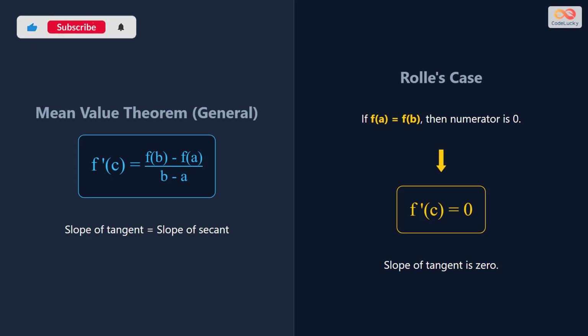You might recall the mean value theorem, which states that there is a point where the tangent slope equals the secant slope. The formula for the secant slope is f of b minus f of a, over b minus a. In Rolle's case, since f of a equals f of b, the numerator becomes 0. Therefore, the whole slope becomes 0. This is why we call Rolle's theorem a special case of the mean value theorem.